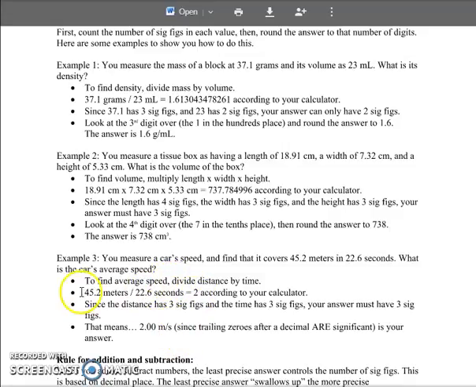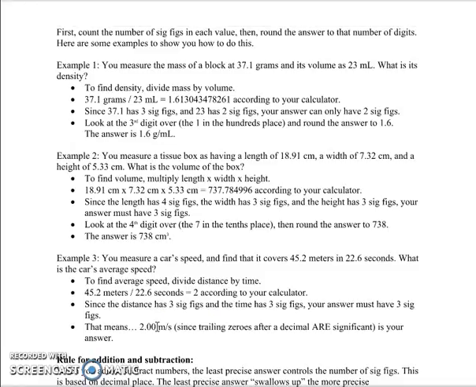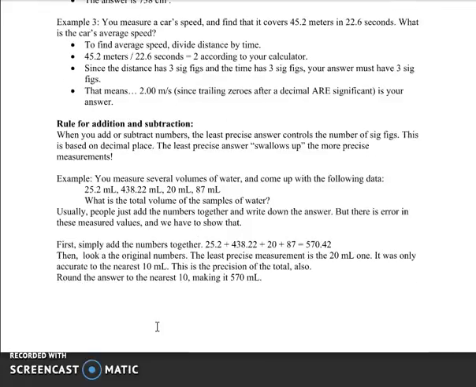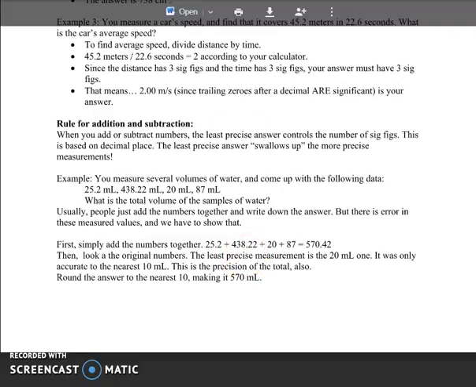But if you need 3 sig figs because 45.2 and 22.6 both have 3, we have to tack on zeros at the end, which means you really did measure to the nearest hundredth of a meter per second accurately, or precisely. All right? And then the reasons for the rules for addition and subtraction follow it. So see me if you have any questions about those, but the basics of sig figs in a nutshell are yours now. Congratulations.